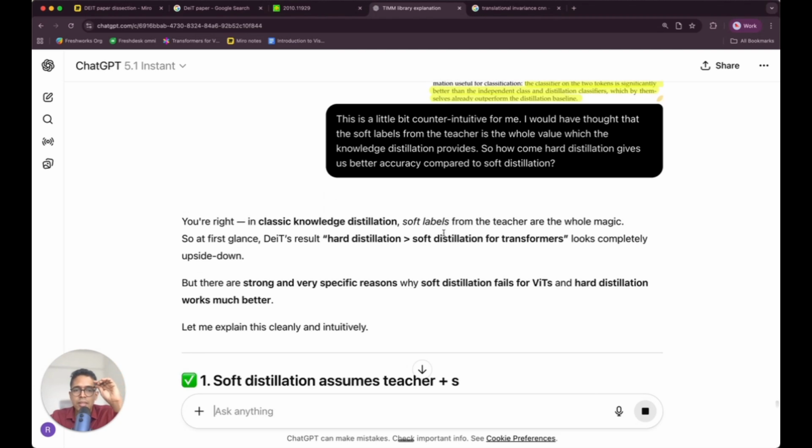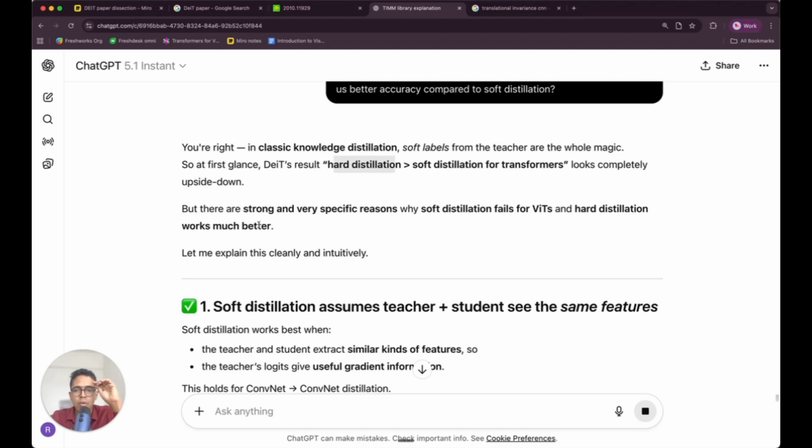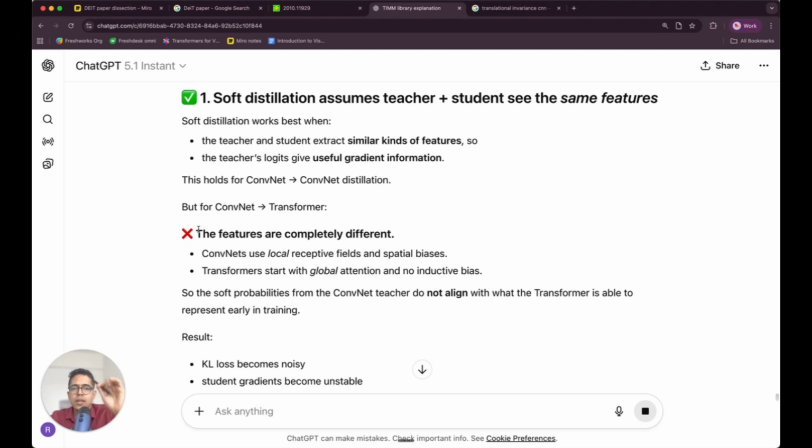Soft labels are the whole magic. At first glance, DeiT's result, hard distillation greater than soft distillation, looks completely upside down. But there are strong and very specific reasons why soft distillation fails for vision transformers. Soft distillation assumes teacher and student see the same features. Soft distillation works best when the teacher and student extract similar kinds of features, so the teacher's logits give useful gradient information.